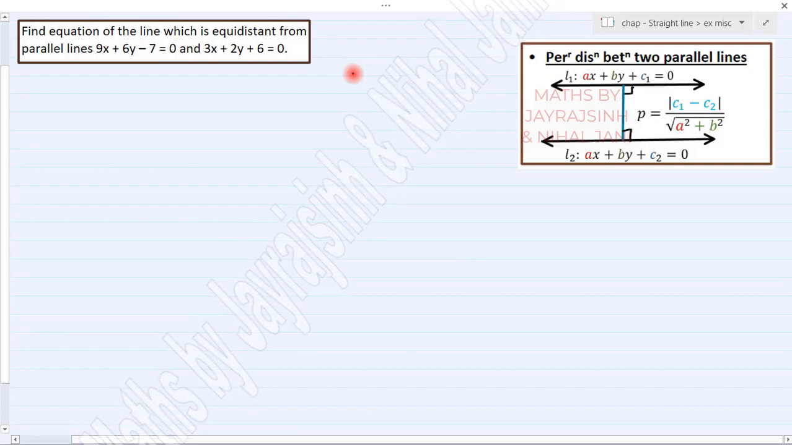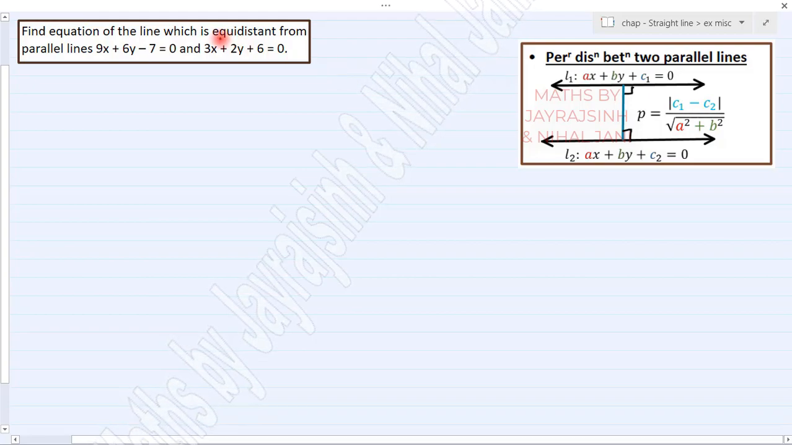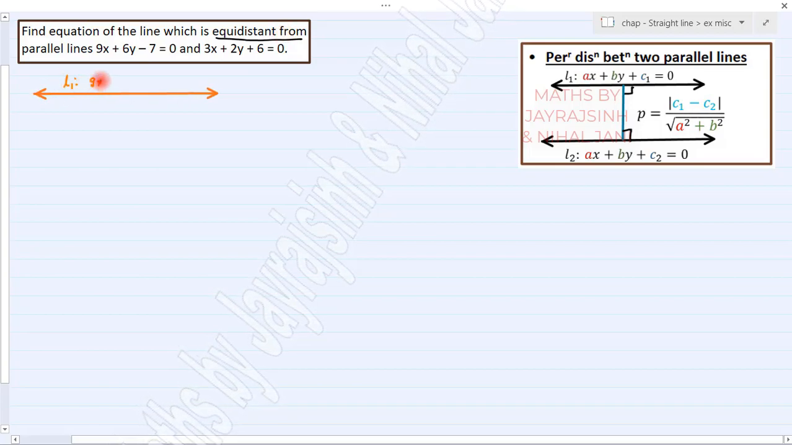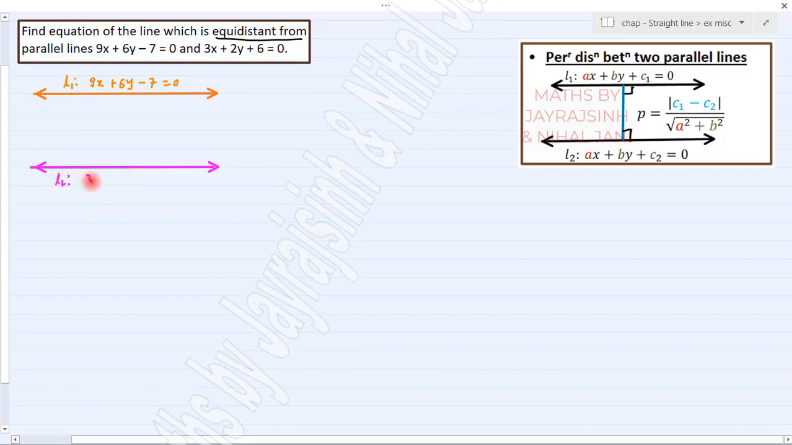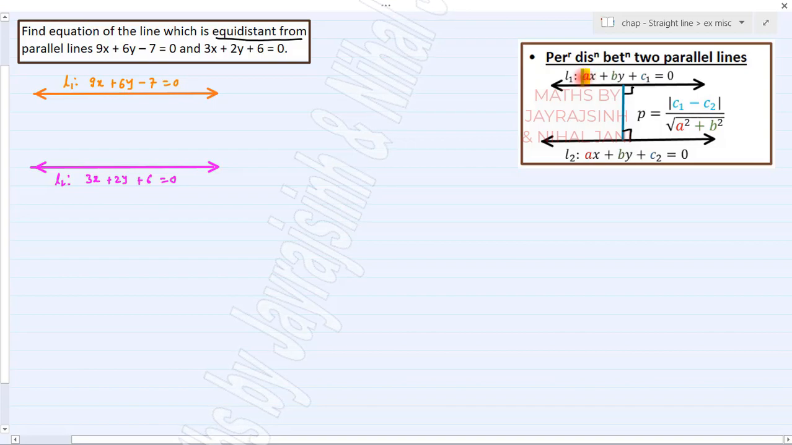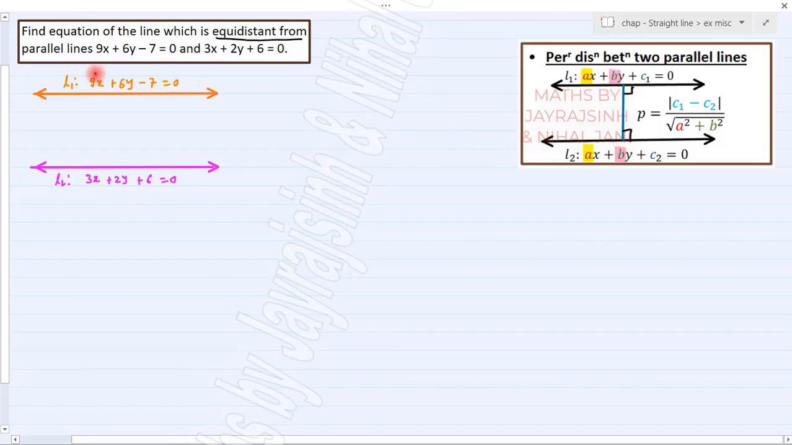Here we have one interesting question. We have to find the equation of a line which is equidistant from two parallel lines. Let's say L1 is 9x plus 6y minus 7 equal to 0, and the second line is L2, 3x plus 2y plus 6 equal to 0. Now we know that to apply the formula of perpendicular distance, the coefficient of x and coefficient of y must be the same, which condition is not satisfied over here.